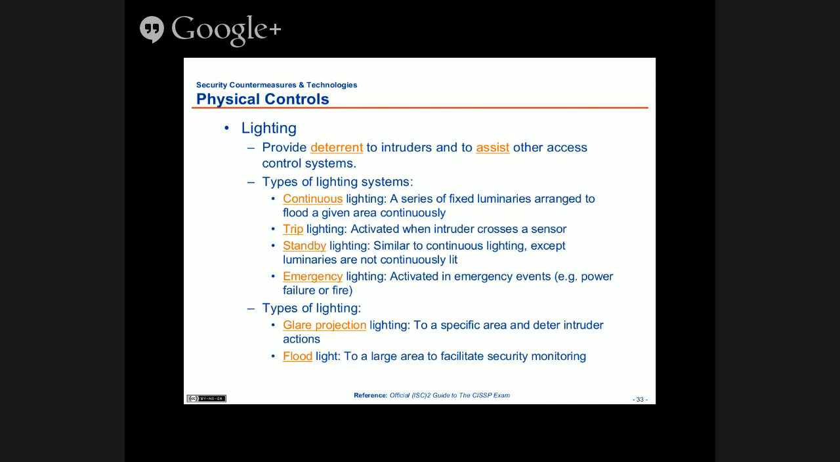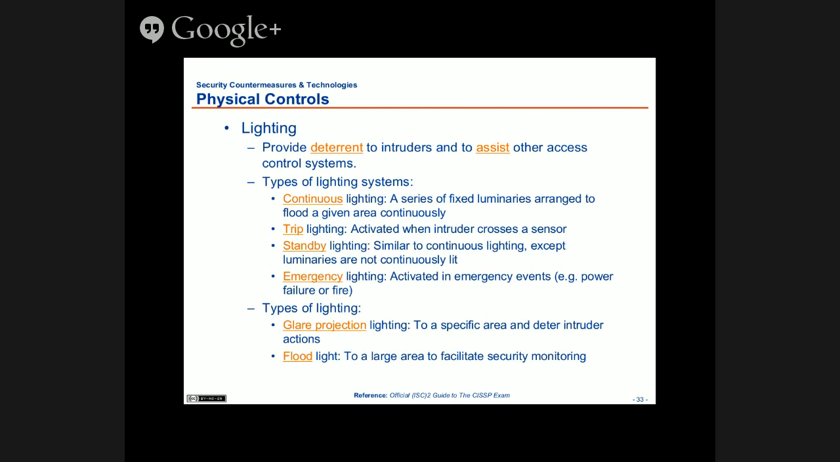So you have continuous lighting. Basically, this is fixed luminaries arranged to flood a given area continuously. You have trip lighting. Basically, this is activated if somebody walks or trips a particular area, then the area lights up. You have standby. This is similar to continuous lighting, except luminaries are not continuously lit. Emergency, basically, these are activated only in emergency events. Power failure, fire, maybe someone kicks in a door, maybe there's some type of emergency lighting that comes up, but that's just emergency lighting.